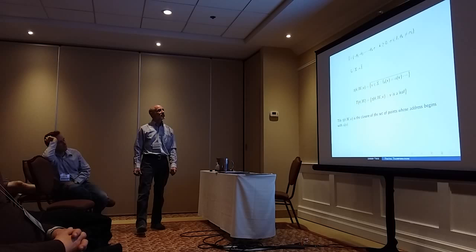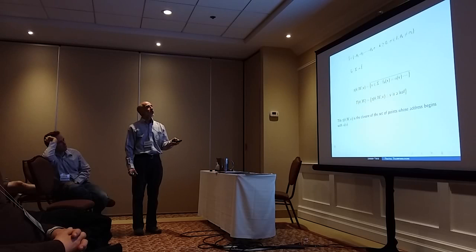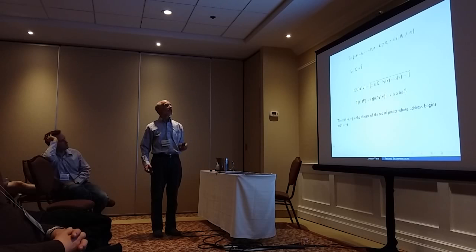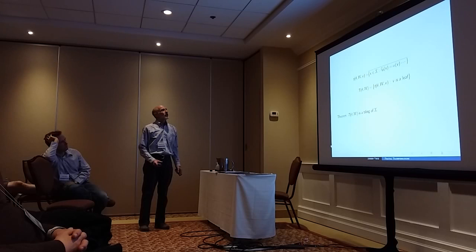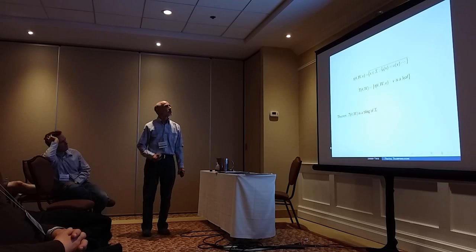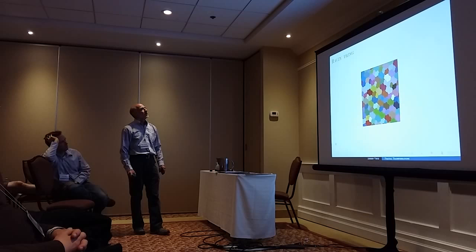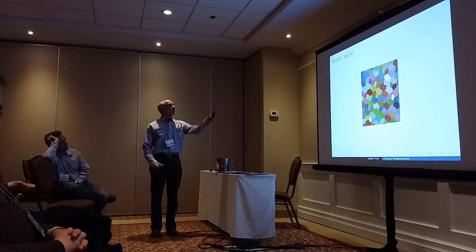Now, take all such tiles for all the leaves of all the trees. So in other words, again, this tile is the closure of the set of points whose address begins with alpha V, the address given by this global section. Okay, so the theorem is that this will always give you a tiling of the space. So let me give a couple of examples. This is a tiling by the Tribonacci-Rauzy tiles. The tiling consists of Rauzy tiles at three different scales.